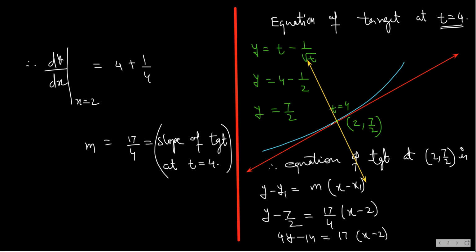Okay, yellow line. So I will go for the slope first. Slope of normal. I will find out the slope of normal, equals -1 upon slope of tangent. See, the tangent and normal are perpendicular to each other. So if you multiply the slope of normal with the slope of tangent, you should get -1.